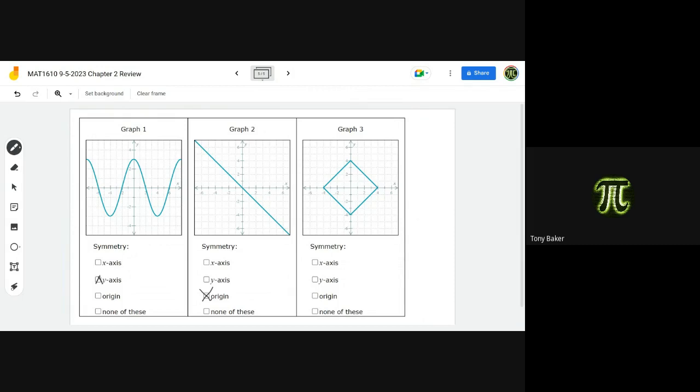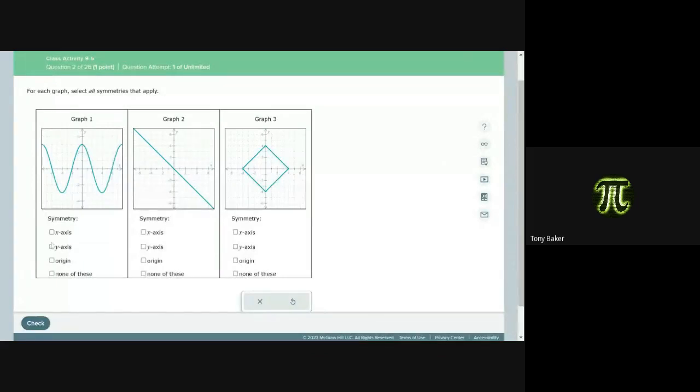Okay. Graph number 3. Is it a function? No, it fails the vertical line test. Is it symmetric? Across what? It's across the x, and it's across the y, and I actually also think it's across the origin, if I remember right for this one. We're going to find out in a second because I'm going to put the answer in and see if I'm right. That one's the tricky one, that it's actually across all three.